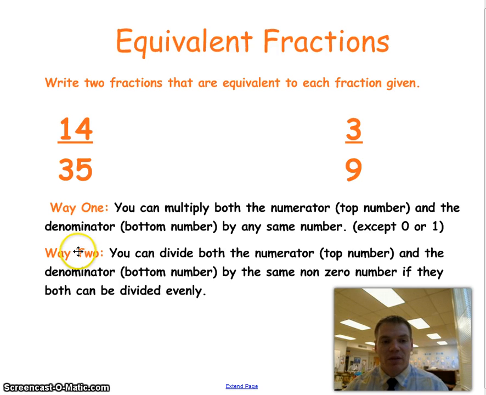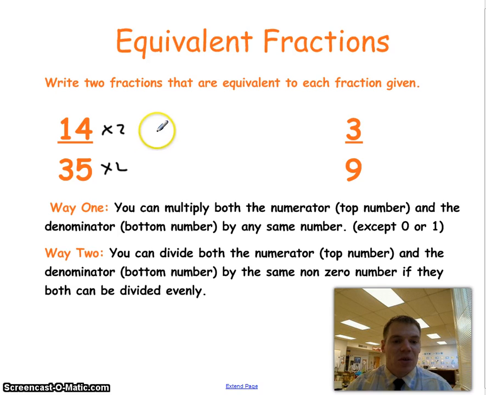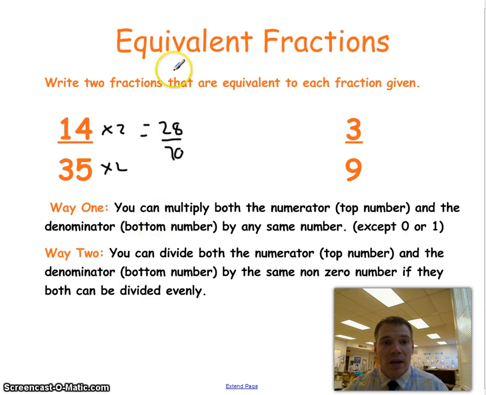All right, hopefully you paused the video and we'll go over these together. Hopefully you found some equivalent fractions. Again, yours might not be exactly the same, but as long as you multiply the top and the bottom number by the same amount, you'll get an equivalent fraction that equals 14/35. Again, I like to keep it easy, so I'm going to multiply by 2 as one of my equivalents. 14 times 2 is 28. 35 times 2 is 70. I would get 28/70. That would be one equivalent fraction.